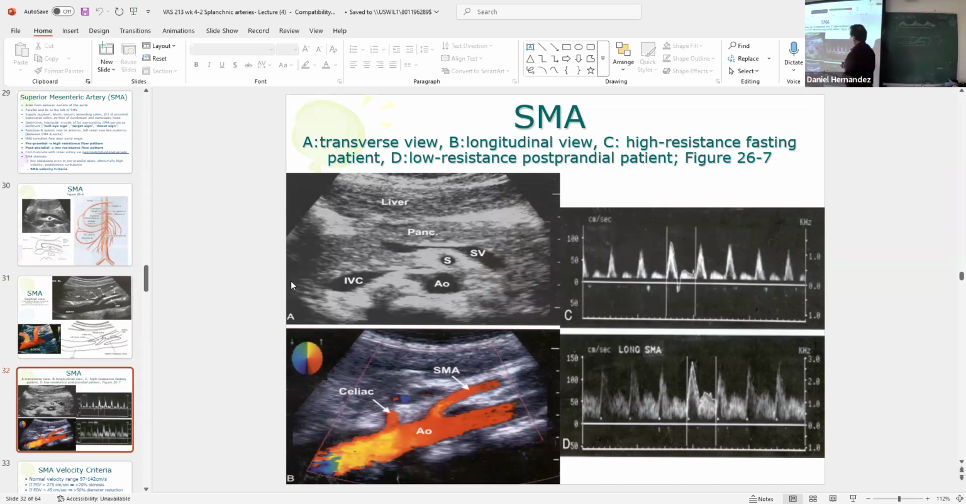The SMA and IMA are the two vessels that are unique because their resistive indices will alter greatly depending on whether or not the patient is NPO or has just eaten. When the patient is fasting, we expect to see a high resistant waveform, even triphasic. And if they're postprandial, if they've eaten, that waveform changes to a low resistant monophasic waveform.